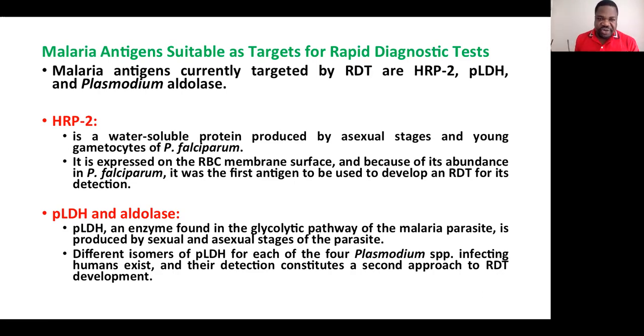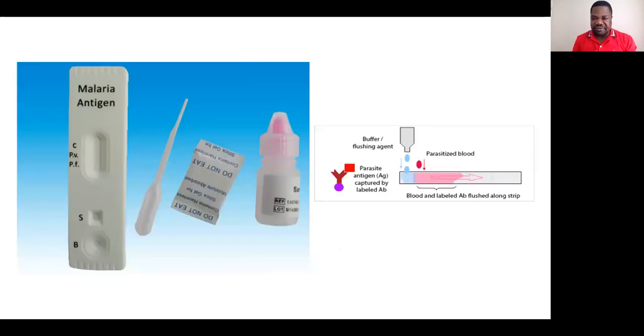But the other antigens that are also used are pLDH and aldolase. Those are enzymes that we can find in different species of Plasmodium. So if the antigen is only HRP2, that test is mainly looking for the presence of Plasmodium falciparum. But the other species can still be there. Probably they use the pLDH or aldolase, which are enzymes that you can find.